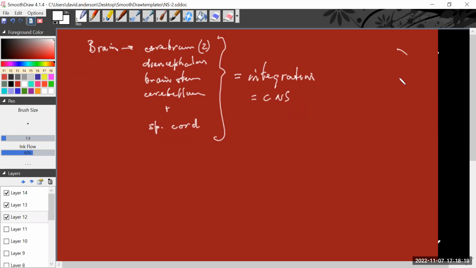So we have a skull and we have vertebrae. And the brain is sitting inside that skull, and the brain stem leaves that skull, and when it leaves the skull, it becomes the spinal cord. Okay, so that's what we've been spending time talking about. That stuff in the green is our central nervous system.